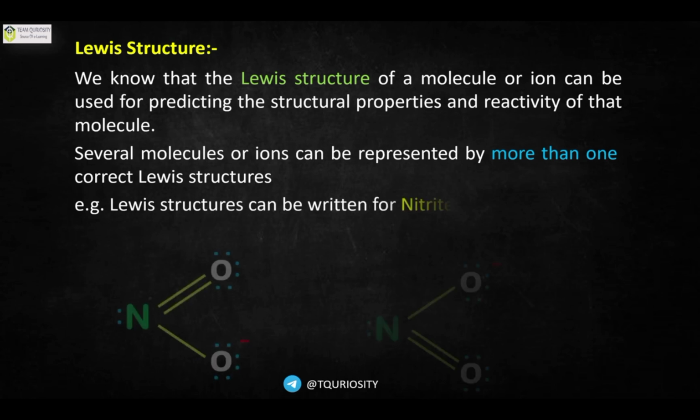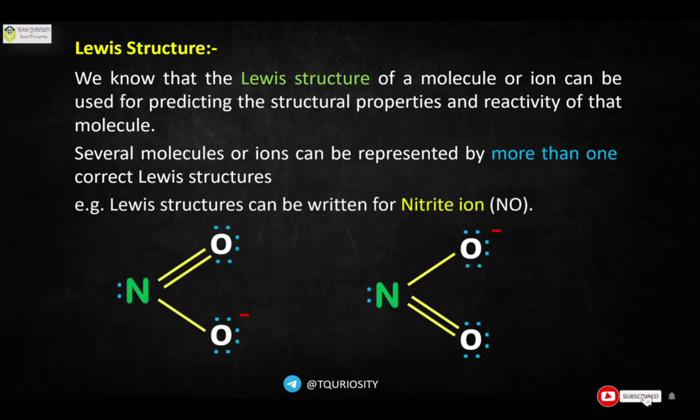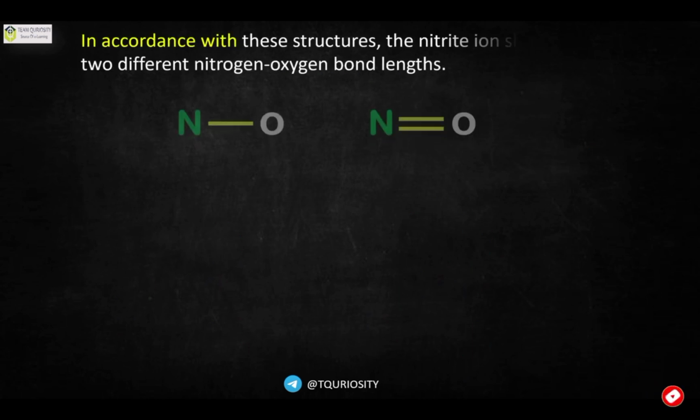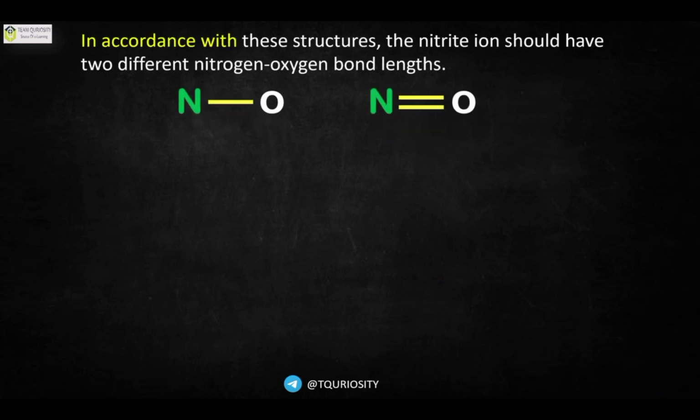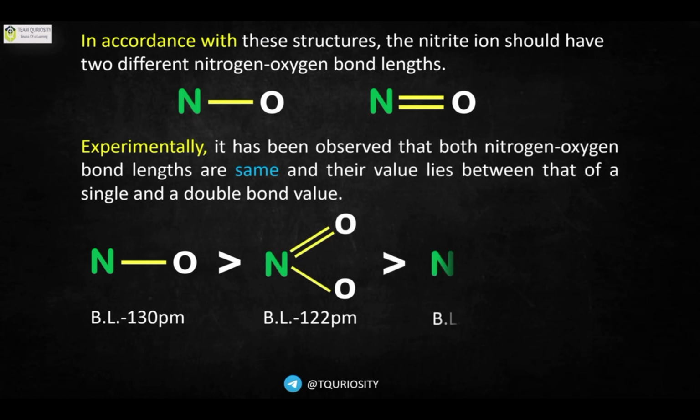For example, the following two Lewis structures can be written for nitrite ion, that is NO2-. In accordance with this structure, the nitrite ion should have two different nitrogen-oxygen bonds, one with a single bond and the other with a double bond. Experimentally, it has been observed that both nitrogen-oxygen bond lengths are the same and their value lies between that of a single and double bond value, that is 122 picometer, which is between 130 and 116 picometer, which are bond lengths of the single and double bond respectively.